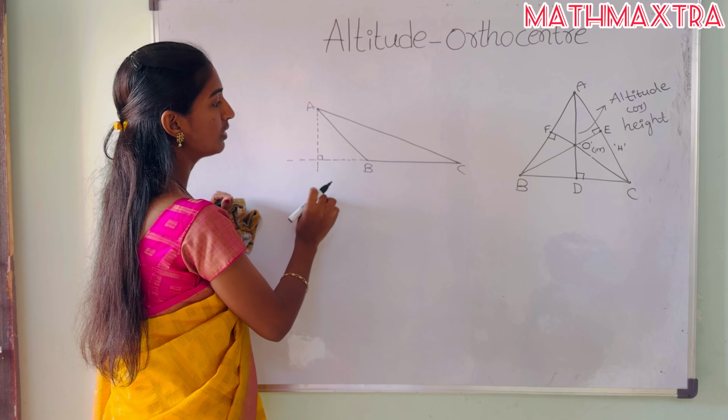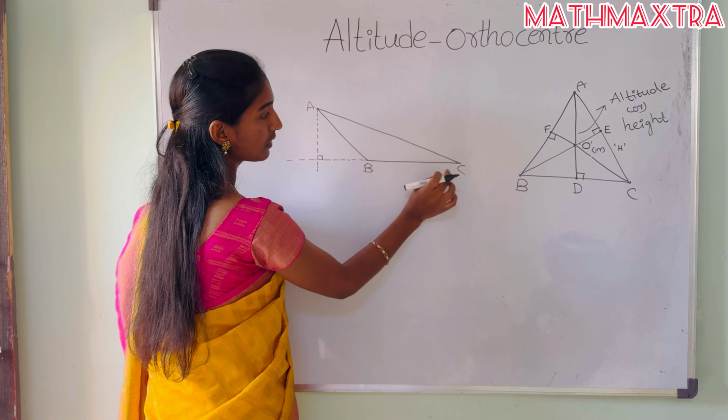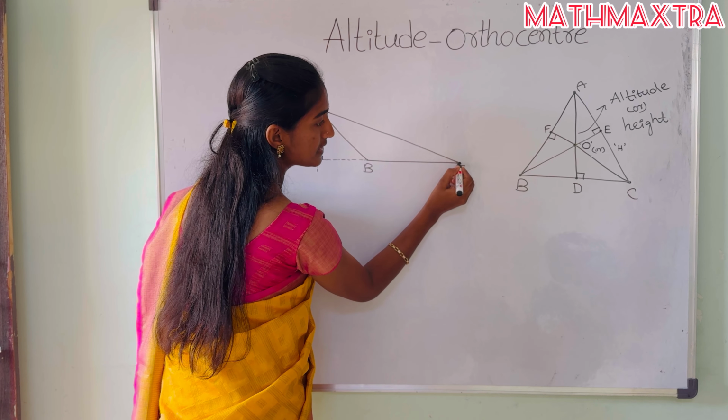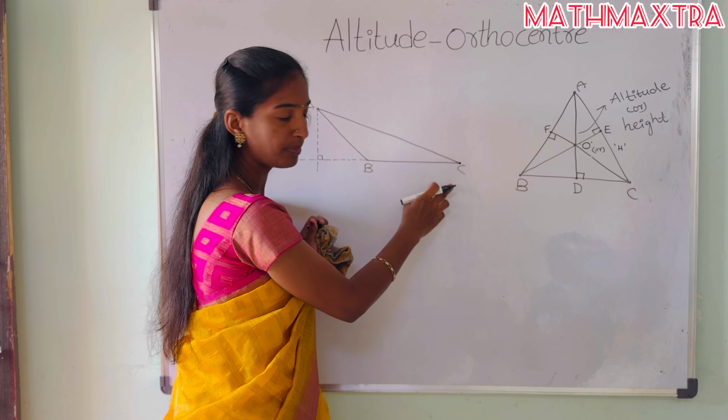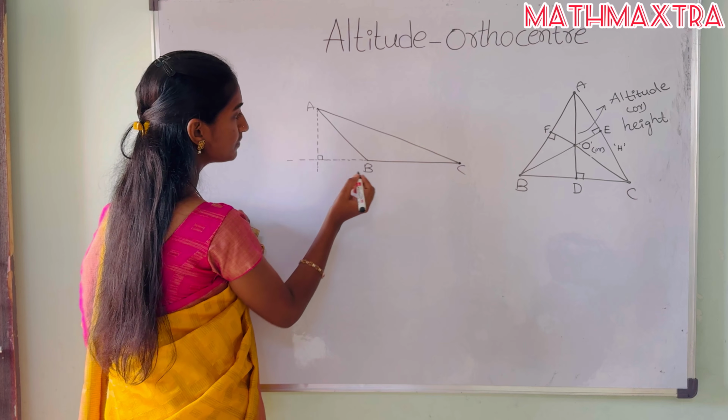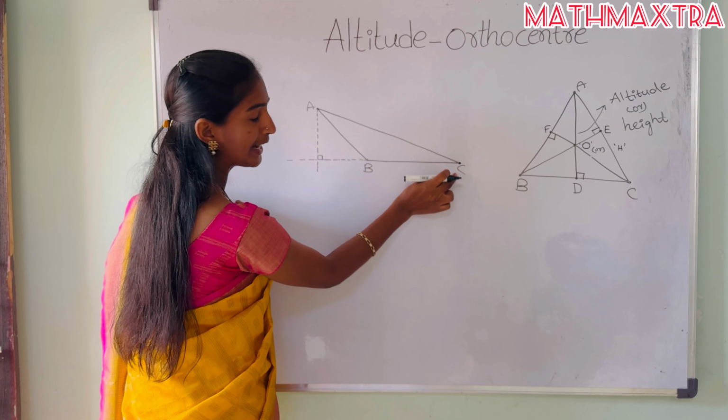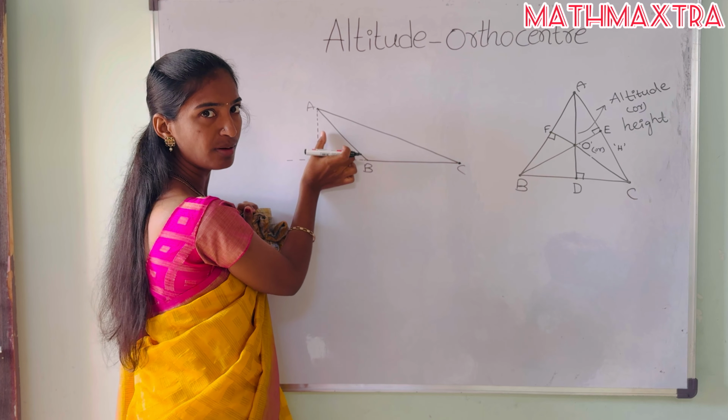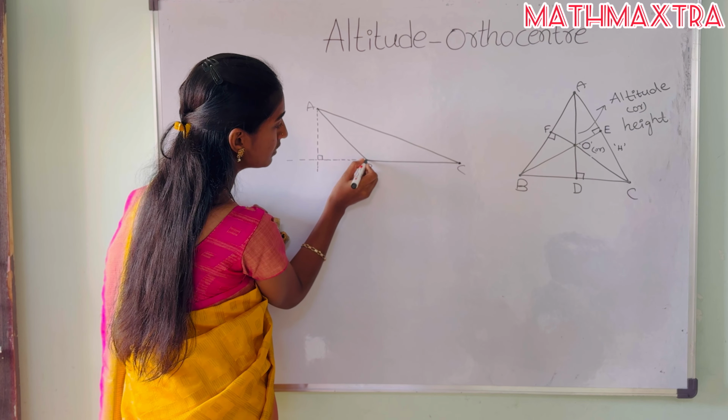Okay, this is fine. What about vertex C? We have to draw one more perpendicular, right? For this, the opposite side is what? AB is the opposite side to vertex C. So for what?